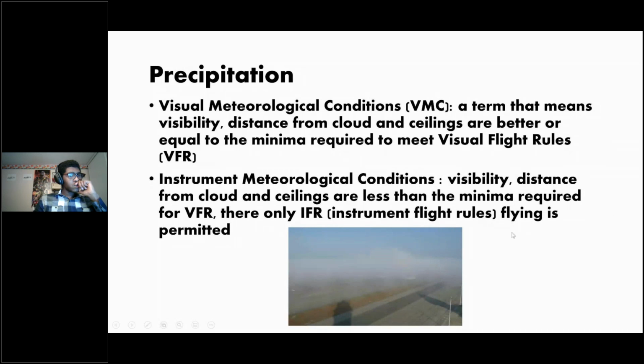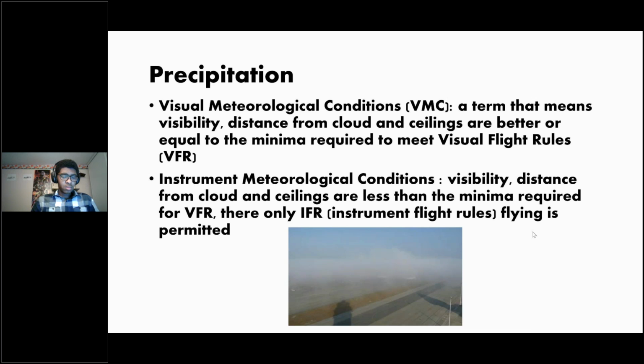Okay, so let's talk about VMC and IMC. So VMC, visual meteorological conditions, means that distance from cloud, visibility, and ceilings are better or equal to the minimum required to meet visual flight rules. I'll read out the definitions and I'll tell you what they mean in terms of the law and everything for flying. And then IMC means that visibility, distance from cloud, and ceilings are less than minimum required for VFR, and you can only fly instrument flight rules.